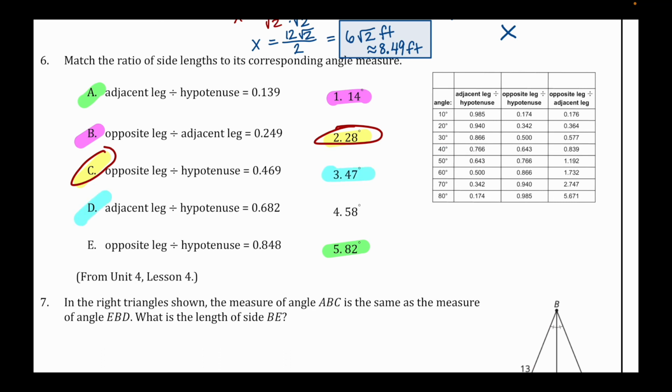And we're going to check that our last one, or that E and 4, match up. So opposite over hypotenuse, that is the middle column. And we want 0.848. I see 0.86 and 0.766. And this is between 50 and 60. And that does appear where our last value lands. So let's see. Now I have this weird orangish color. It's not really a bright orange, but it's like a weird brown sort of, but hey, whatever works. And those match with each other. So yeah, that's question 6.